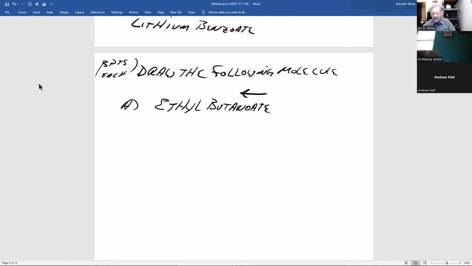Now, here's where you have to think. Well, you have to think the whole time, but pay attention. And that is the OATE ending. That can be either an ester or a carboxylate anion.